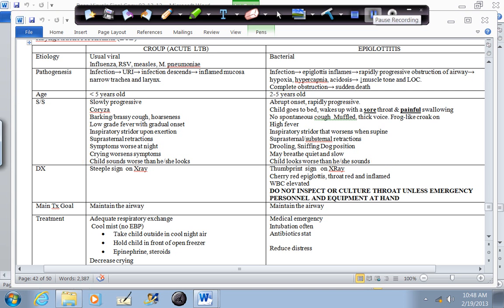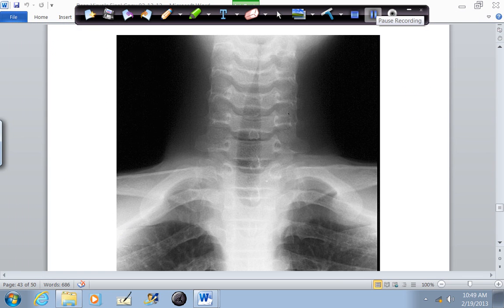The diagnosis for the child with croup is what's known as the steeple sign on an X-ray. And I'll show you a picture of that now. So this is the steeple sign. You can see it looks like a church steeple. And that's because of the swelling of the subglottis here, which is closing this area down. And that's why you get the steeple sign for the child with croup.